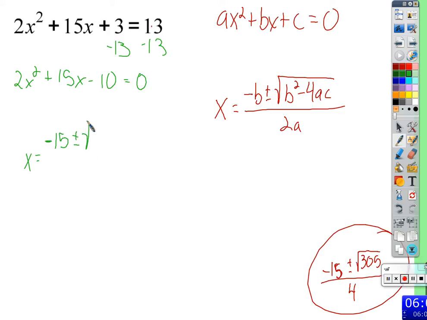Plus or minus the square root of, all right, what goes in here? What's b? It's 15. 15 squared, minus 4, right? There's always that 4 there, times what's a? See right there, that's a. What's a in that equation? 2. The number that's in front of x squared, the coefficient of x squared. Even if I rearranged these, if I put 15x there and 2x squared there, whatever number is multiplied by x is still b, whatever number is multiplied by x squared is still a. A is 2, and what is c?